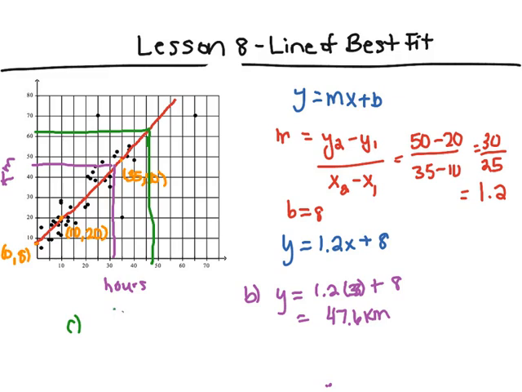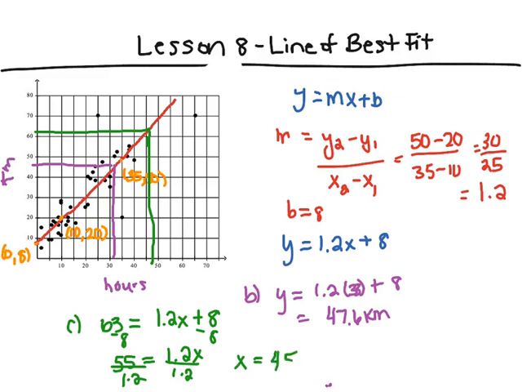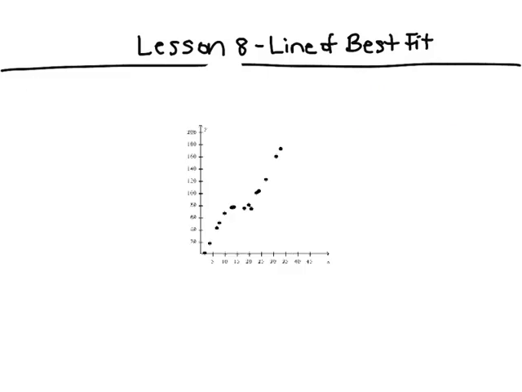So this time we know our y is 63 and our 1.2x plus 8. Now we're going to minus 8 from both sides. So this turns into 55 equals 1.2x. Divide by 1.2, and x is equal to 45.8 hours. So our graph was pretty close on that one.